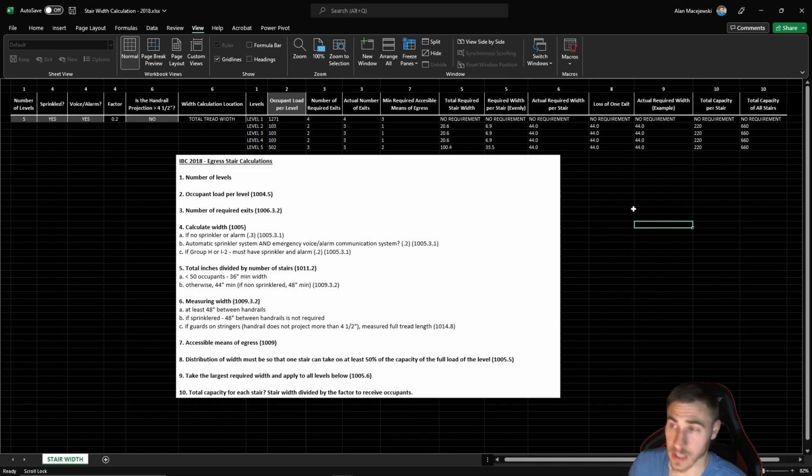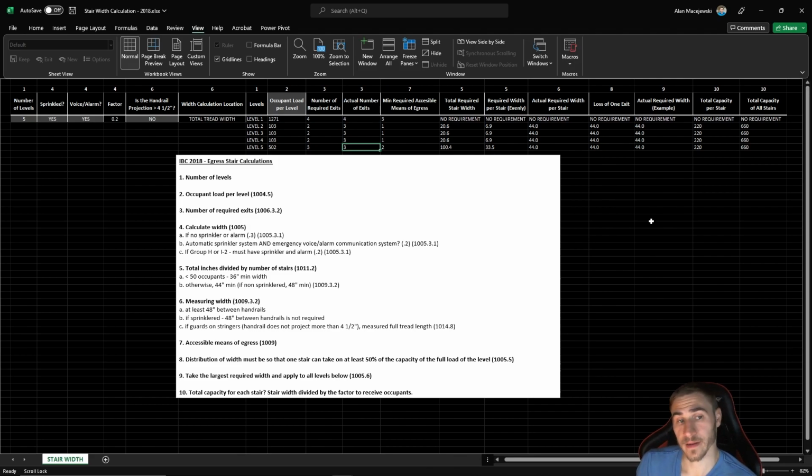But basically what it says is that if we were to lose one stair, like one of these stairs just boom, it's gone, we still have all of those people on those associated levels. We have that, so we need to exit them. And what's the best way we can do that? Well, the code requires that if we do lose one stair, the capacity of the remaining stairs, and the best example here is that on level 5 we have 3 stairs. Let's say we go from 3 stairs to 2 stairs.